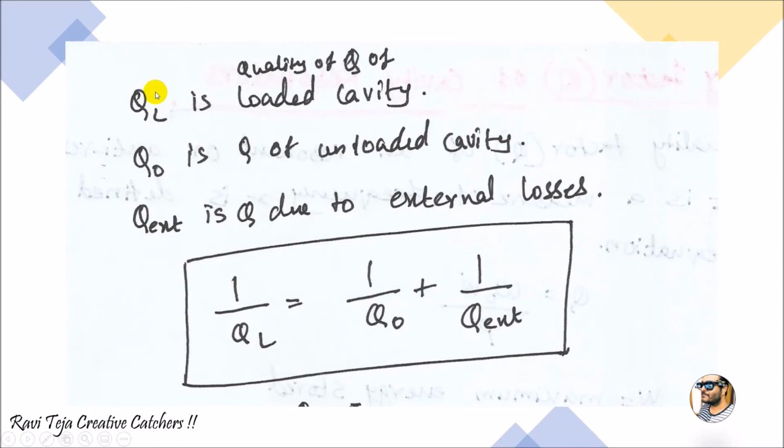Once the cavity is loaded or full, there might be a chance of loss. That loss can be considered as Q external, which is nothing but the external losses. So from all these three conditions, they have formed a relation: 1 by QL is equal to 1 by Q naught plus 1 by Q external.